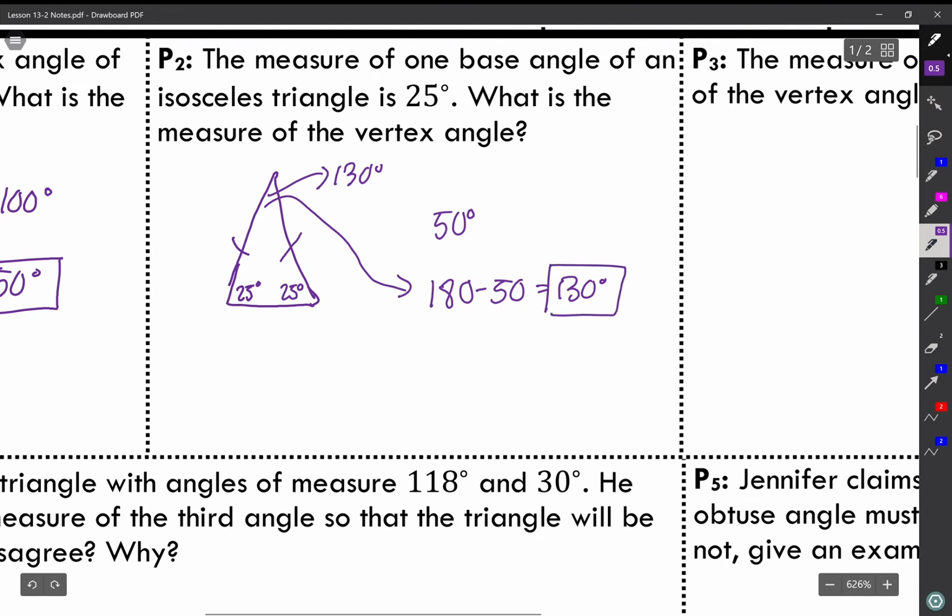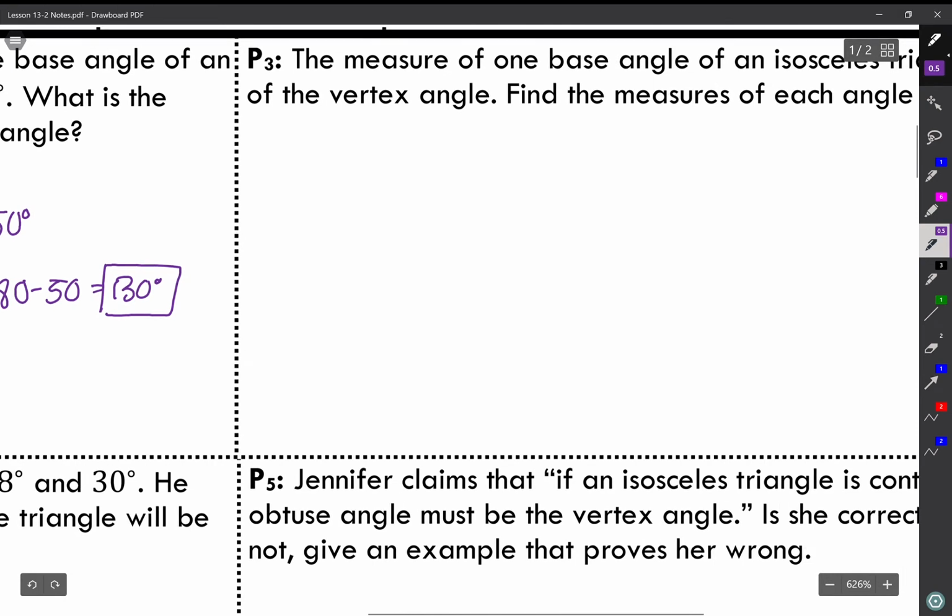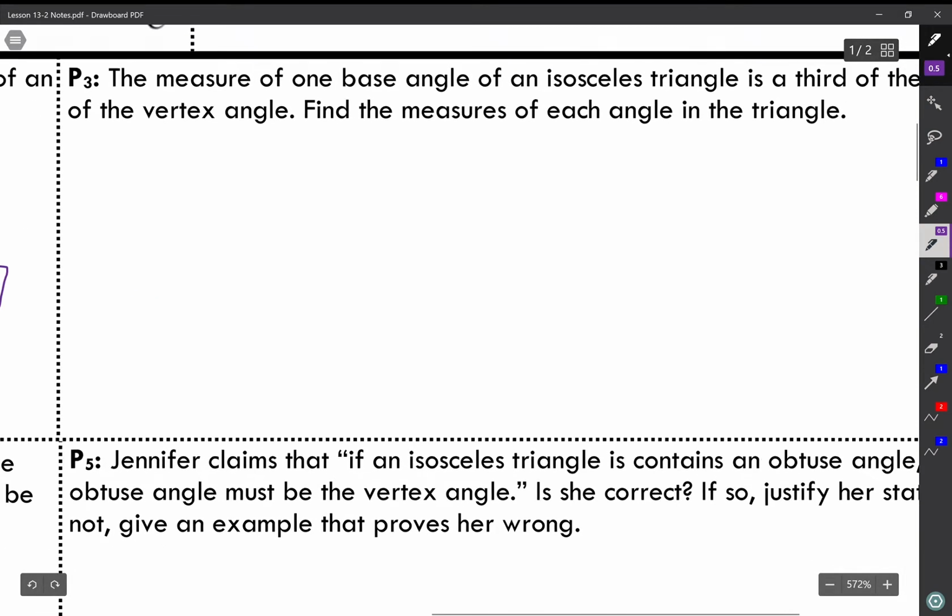And so my triangle is probably going to look something like this. Okay, so that would be a more accurate drawing of your triangle. It's just a visual for me, okay? It doesn't have to be exactly to scale.